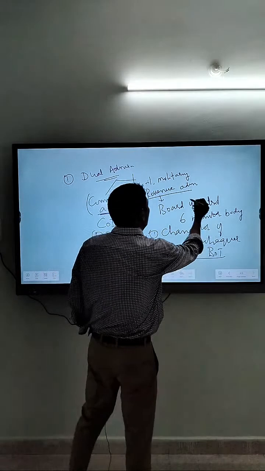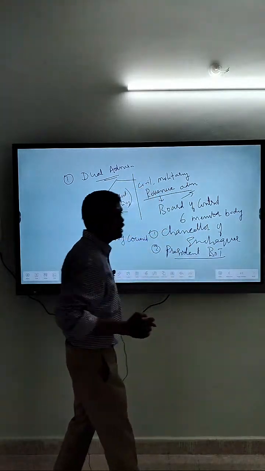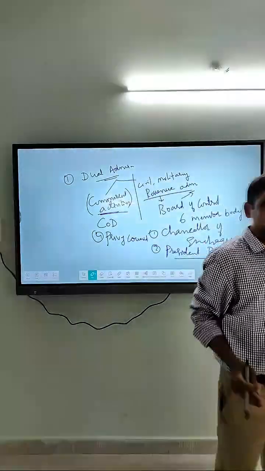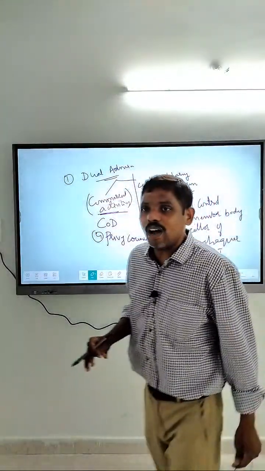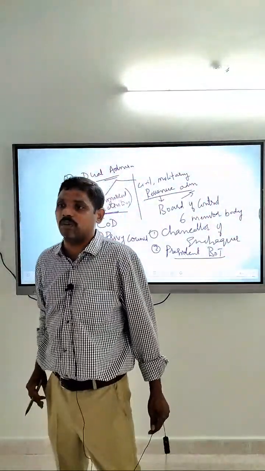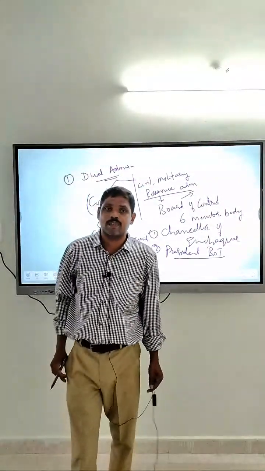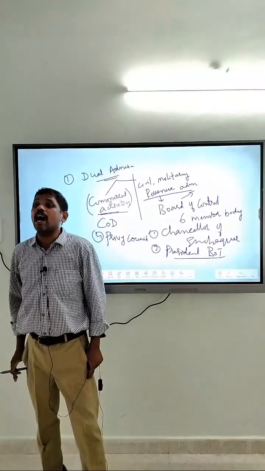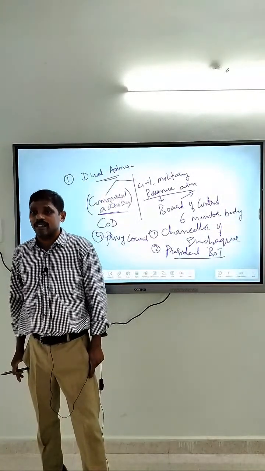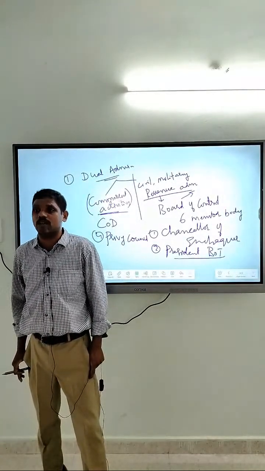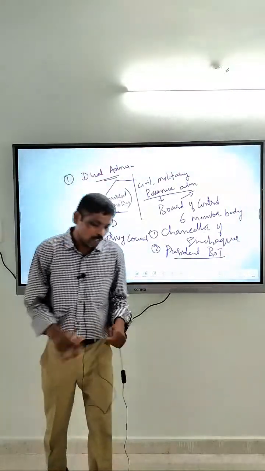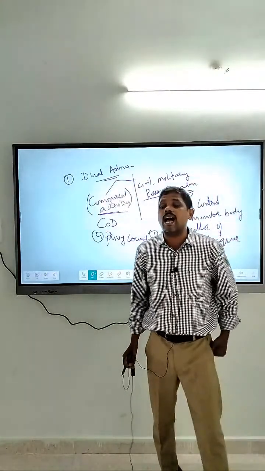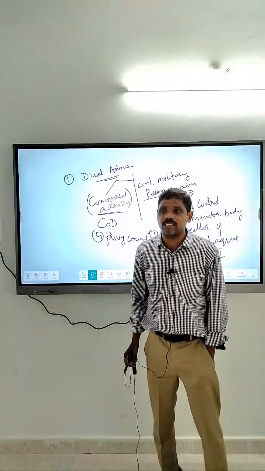So this board of control was made responsible for civil, military and revenue administration. Here the point is, who appoints this board of control? This is a point that we should know. Remember, these members are appointed by the British government. So the members of the board of control are appointed by the British government. They are directly answerable and accountable to the British government.